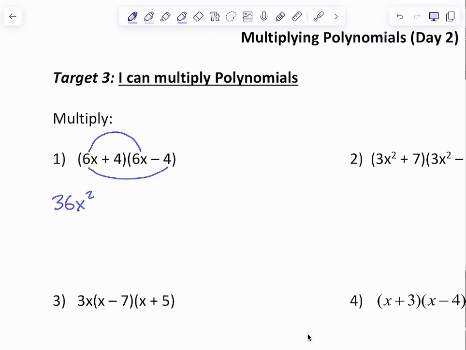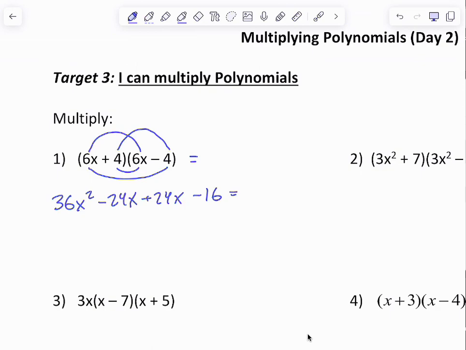When you multiply this one, only one of them has an x. When you multiply this one, only one of them has an x. And then you do the last thing in both parentheses, and you get minus 16. Try to write equal signs every step if you can remember.